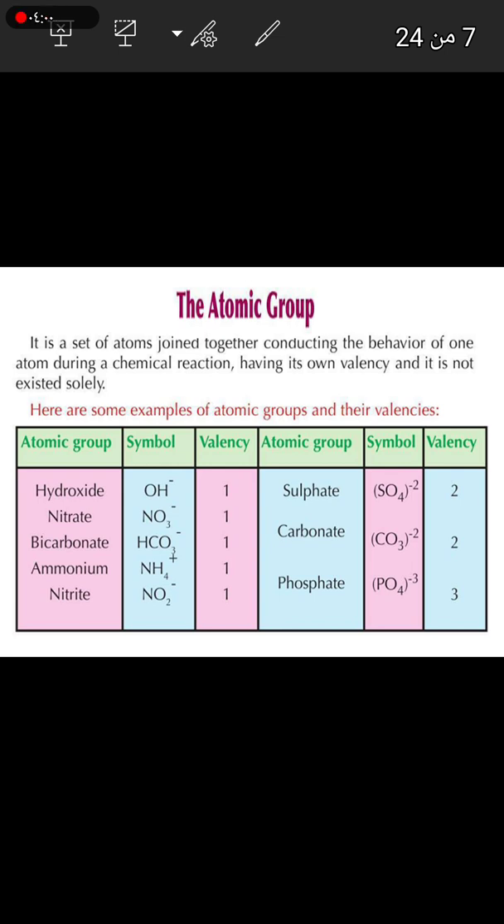Like what? Like hydroxide. Hydroxide is an atomic group. Its symbol is OH minus 1. What does minus 1 mean? It's valency 1. Nitrate, NO3. Bicarbonate, HCO3. Ammonium, NH4. Nitrite, NO2. Sulfate, SO4 minus 2. It's valency 2. Carbonate, CO3 minus 2. Phosphate, PO4 minus 3.